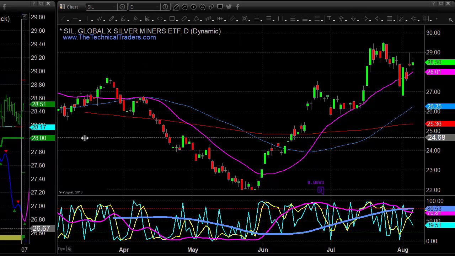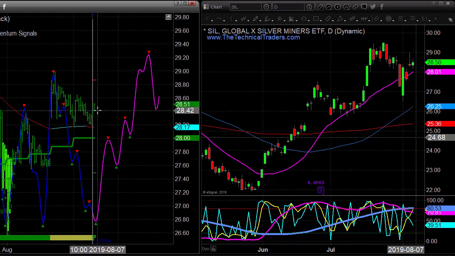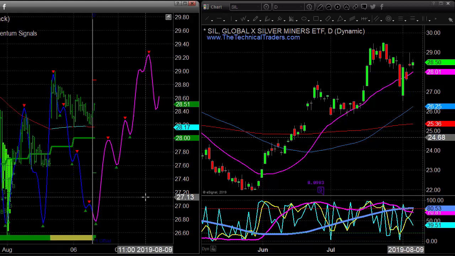Now if we take a look at the short-term analysis of silver miners, this is the SIL, you can see we've had our cycles, prices move very well with the cycles, and we are in an uptrend.